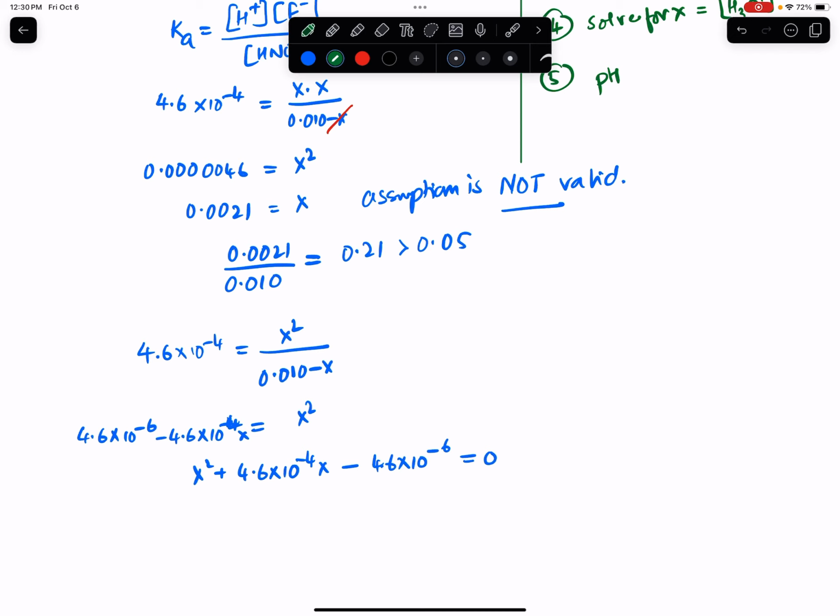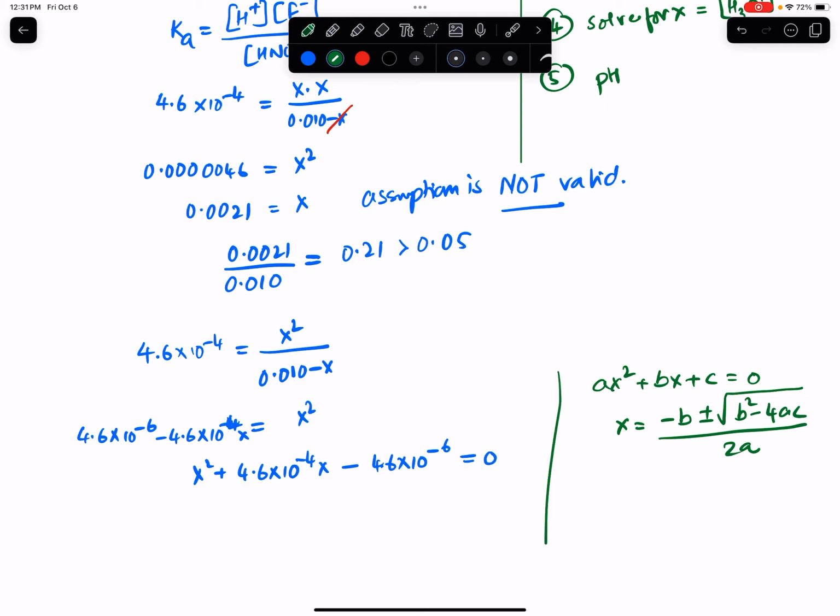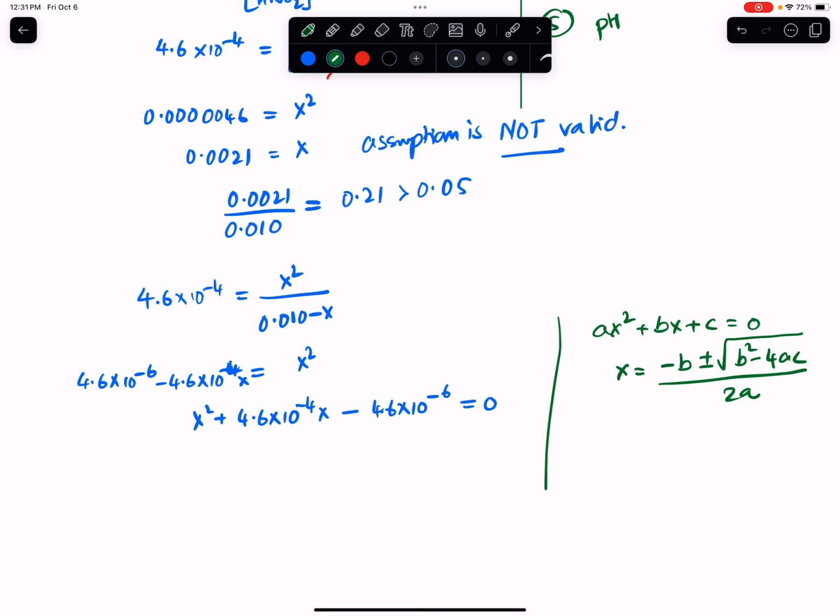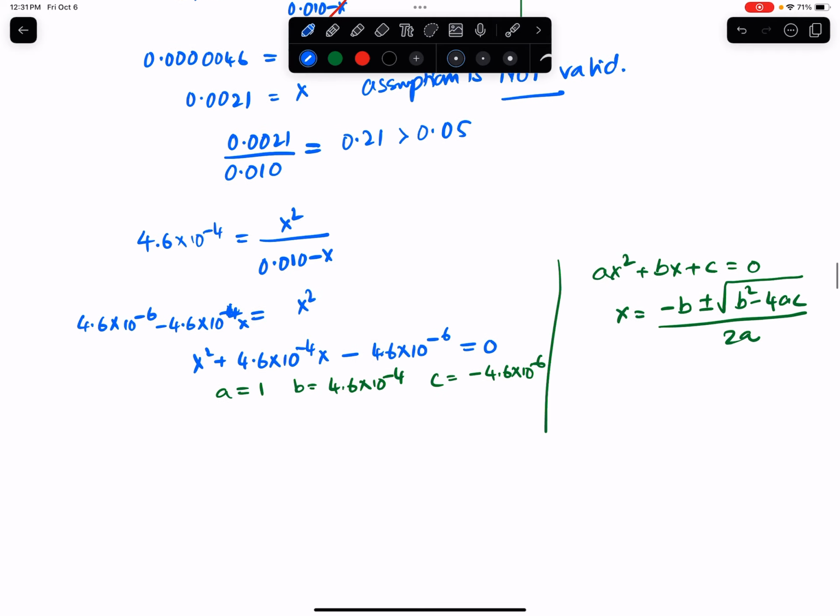Now the quadratic formula: if I have a quadratic equation ax squared plus bx plus c is equal to 0, then x is equal to negative b plus or minus the square root of b squared minus 4ac, and the whole thing is over 2a. I'm going to plug those values in. Essentially a is equal to 1, b is equal to 4.6 times 10 to the negative 4, and c is equal to negative 4.6 times 10 to the negative 6.